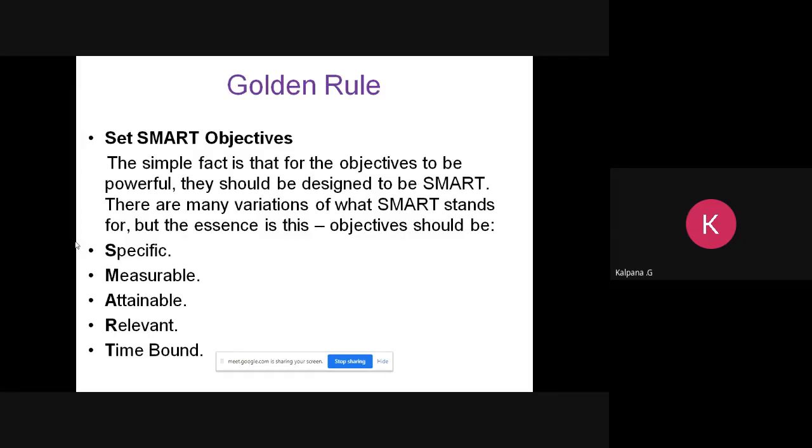Then the second one is measurable. We are going to see how it could be measured. If it cannot be measured, it will be very difficult to assess or verify the objective. So we are going to see what techniques and algorithms are required for measuring. We are going to consider all those and then set the objective.